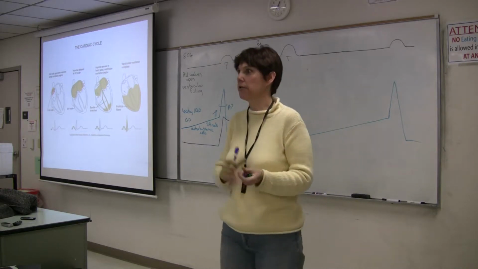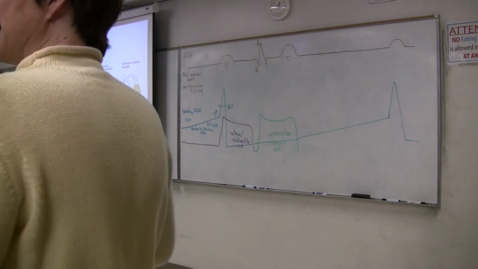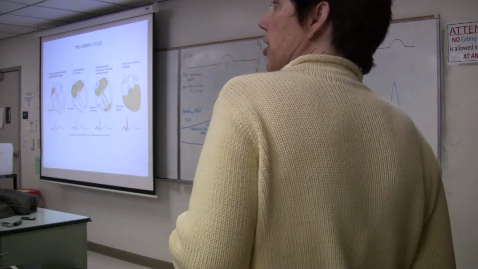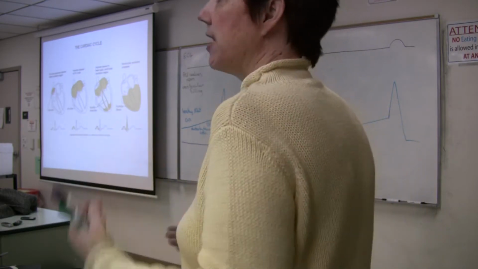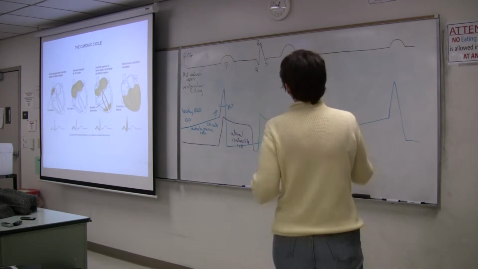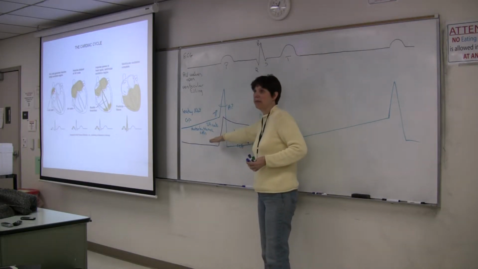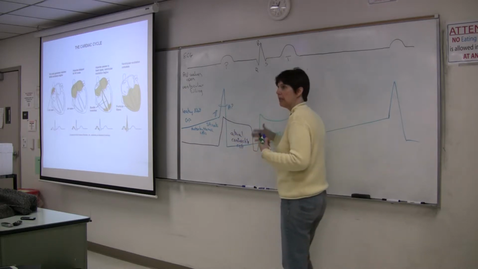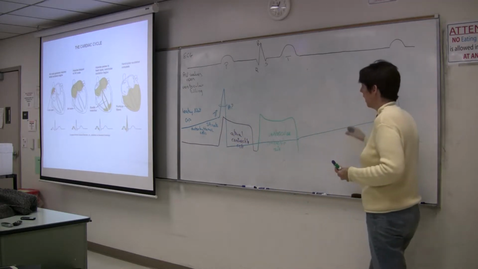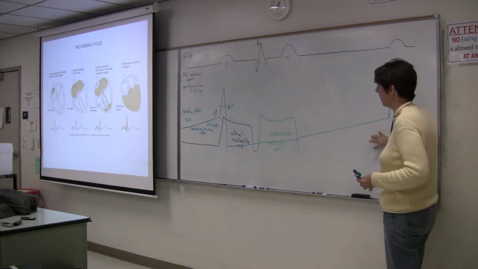If the SA node depolarizes 70 times a minute, we're going to see 70 P waves and 70 QRS waves and have 70 heartbeats. Okay? So this is what's happening electrically at the autorhythmic cell and contractile cell molecular level, as far as having an electrode inside the cell and comparing its current to outside the cell.